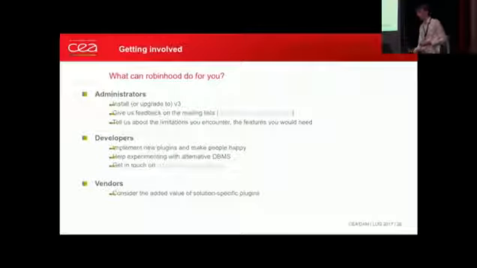And depending on what your position is, there are numerous things that you can do to help Robinhood and to have Robinhood suit your needs. If you're a system administrator, you can try the V3. We have got very positive feedback about it, and we would be very happy to have more. Even negative feedback is extremely useful, so let us know. There are mailing lists. You can write us directly. You can come and talk to us.